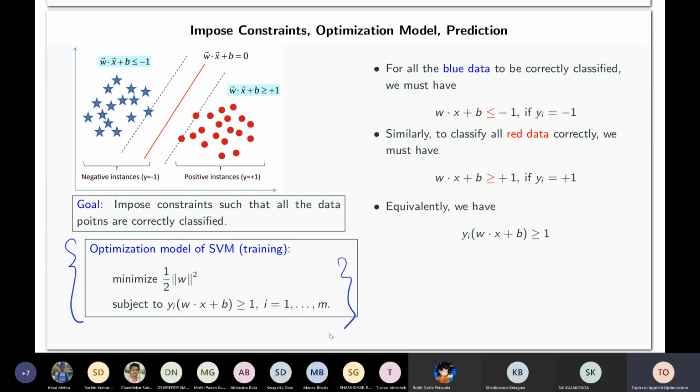So we get another optimization model now from another application. Previously we saw a recommender system. Now we saw a classification problem that also leads to an optimization model. And we will see plenty more in the upcoming classes, right?